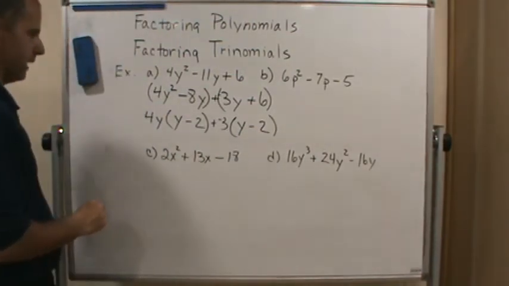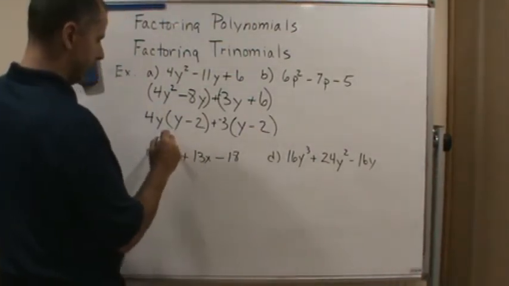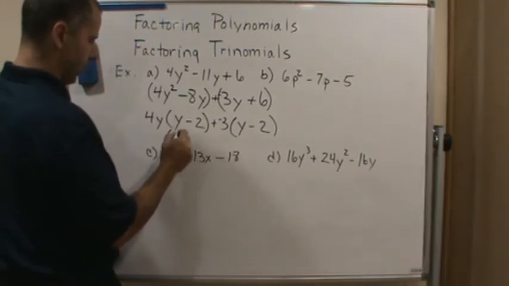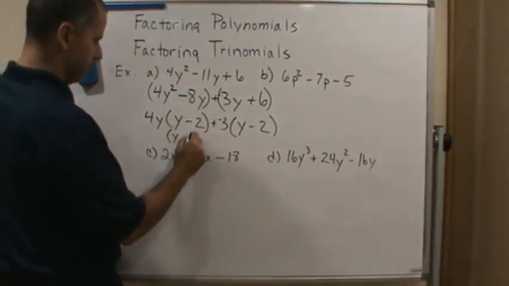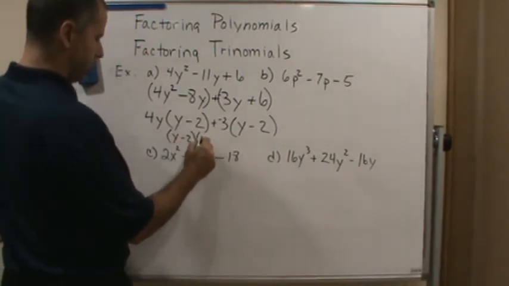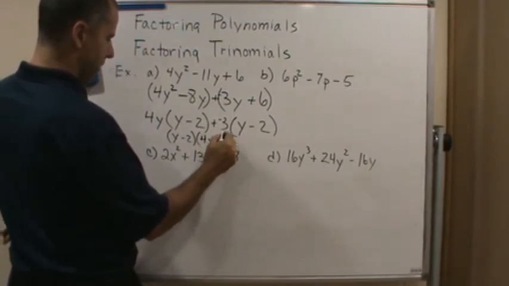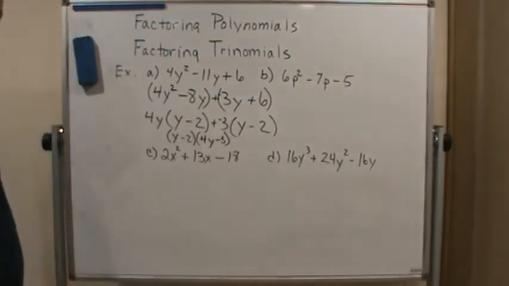And now I'm going to factor again, and that gives me my final answer. I'm going to factor out the y minus 2. And I get y minus 2 times 4y minus 3. And I'm done. That's it.